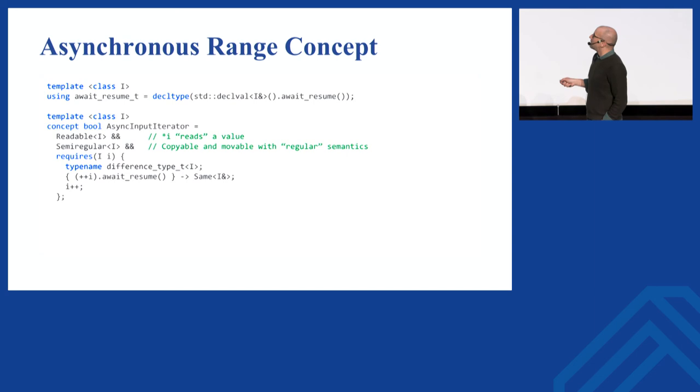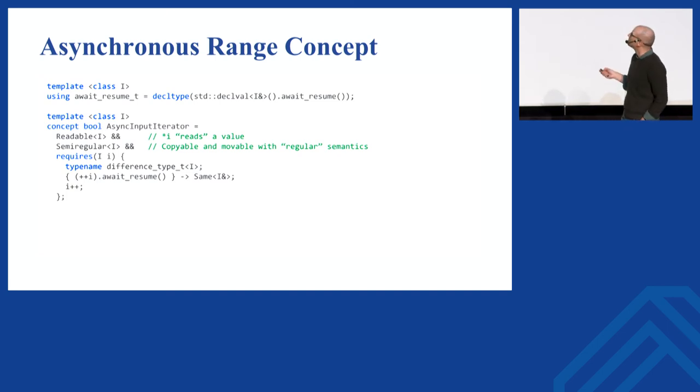And here's the required expressions on this iterator. I can increment it and await resume. I can call co_await on the result of incrementing the iterator, and that better return me the same type as I passed in, okay? And I could also post-increment it because iterators are post-incrementable too.